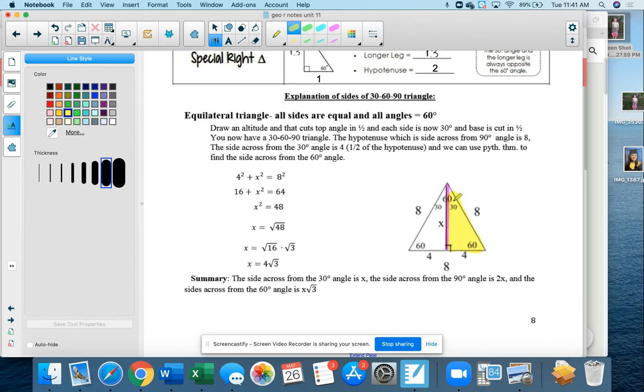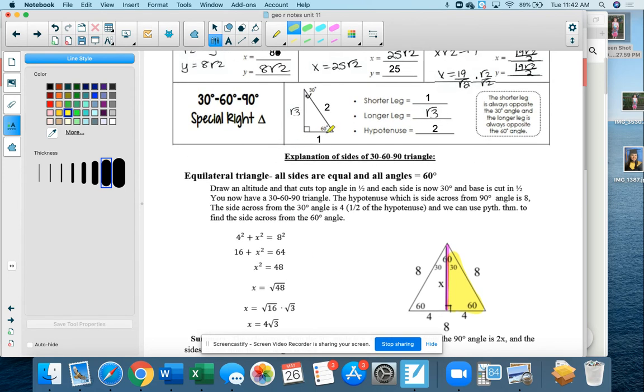So the side across from the 30 is 4. The hypotenuse is twice that. And the side across from the 60 is the same number as the side across from the 30, but it's 4 radical 3. Okay, so summary, the side across from the 30-degree angle is x. The side across from the 90-degree angle is 2x. And the side across from the 60-degree angle is x radical 3.